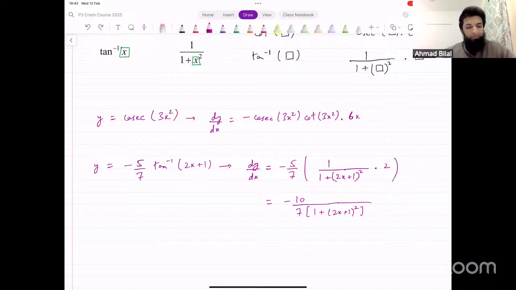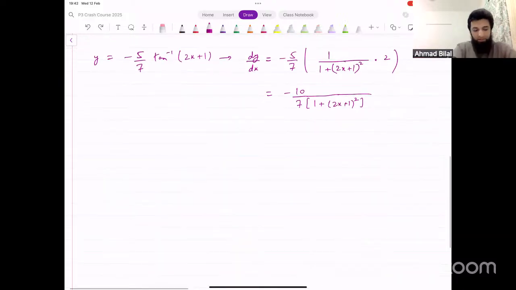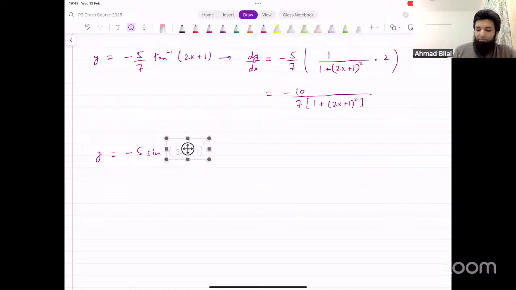All right. Okay, let's take another example now. Now let's say we have something like this. Y equals minus 5 sine of 2x plus 1 whole squared. How do you find the derivative of this now? Minus 5 sine of 2x plus 1 whole squared. What's dy over dx for this?